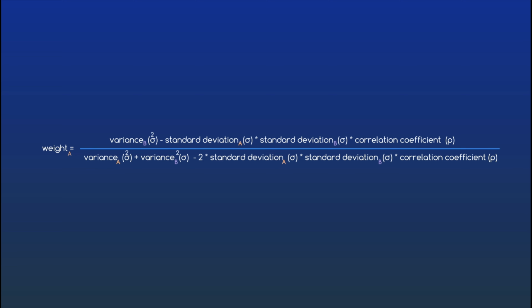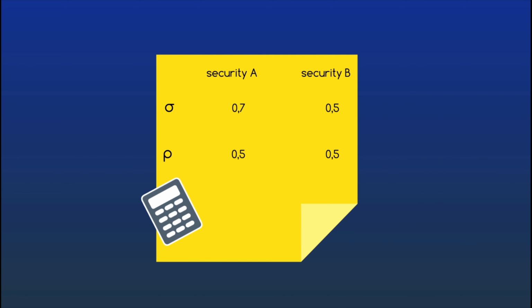Let's move on to an example to understand how to calculate the minimum variance portfolio. We are tasked with calculating the minimum variance portfolio for securities A and B. Security A has a standard deviation of 0.7, while security B has a standard deviation of 0.5. The correlation coefficient between the two securities is 0.5.